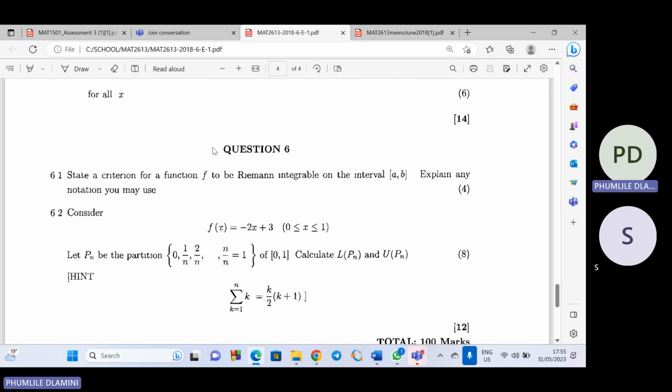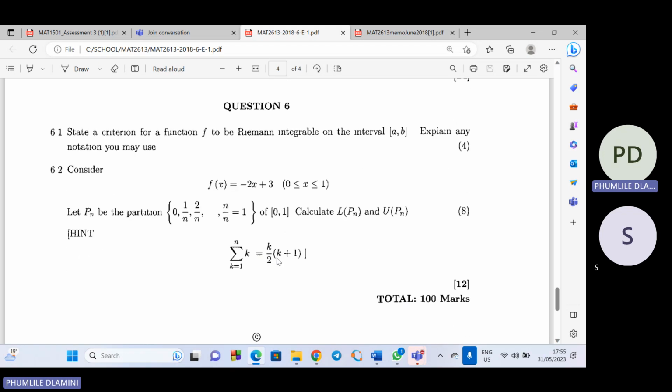Then let's go to question number 2. Question number 2 says consider f of x. We can do the same steps, but we must arrive at the same answer. It says consider f of x equals minus 2x plus 3, where x is greater than or equal to 0 and x is less than 1. Let Pn be the partition 0, 1 over n, 2 over n. They already give us the partition of 0 to 1. Calculate L(Pn) and U(Pn). The hint is that they give us that nk. This is just a formula that I already proved to you.